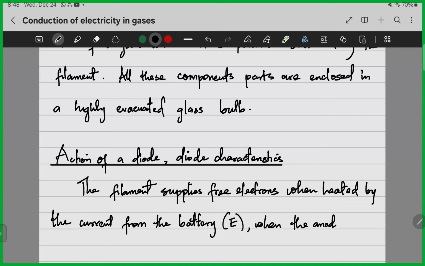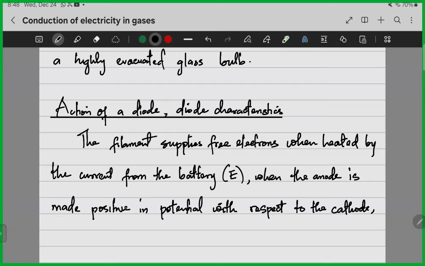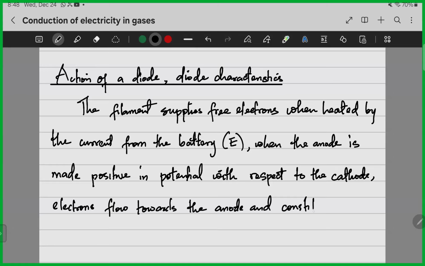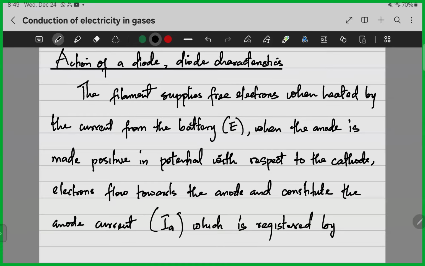The anode is made positive in potential with respect to the cathode. Electrons flow towards the anode and constitute the anode current, IA, which is registered by the milliammeter.